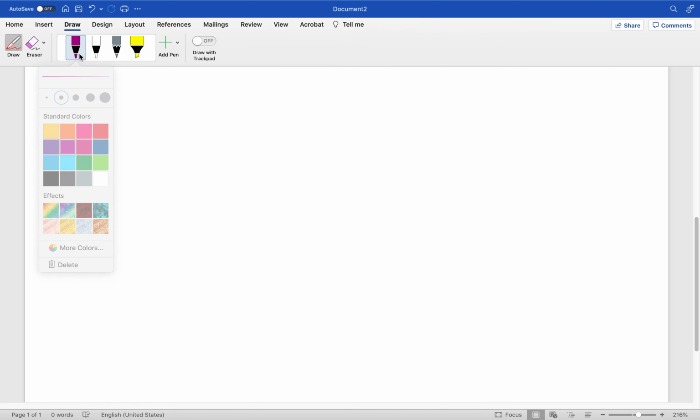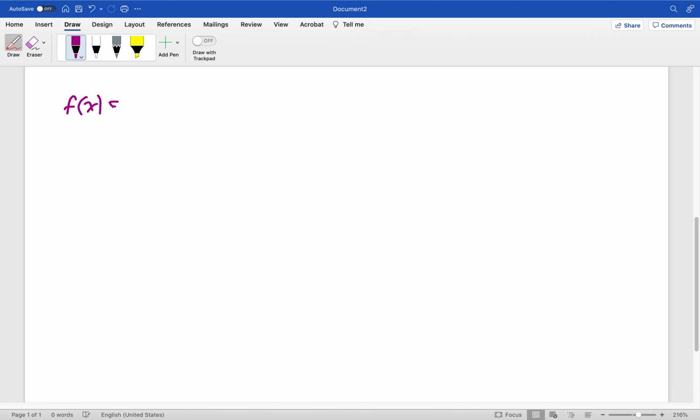Okay, so we have f of x equals x cubed minus 12x squared plus 40x minus 24, and we are told that x equals 6 is one root, and we want to find the others and factor.